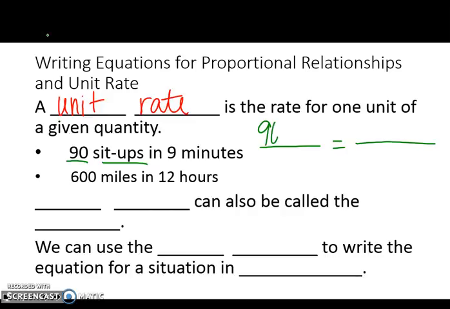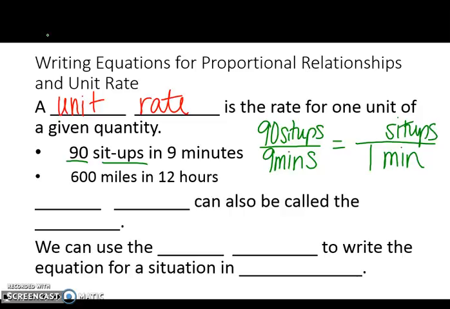So if I can do 90 sit-ups in 9 minutes, then I can calculate how many I can do in 1 minute. And guys, you're just going to be dividing or using your ABC button. So 90 divided by 9 would mean that I can do 10 sit-ups in 1 minute. So that would be the unit rate.